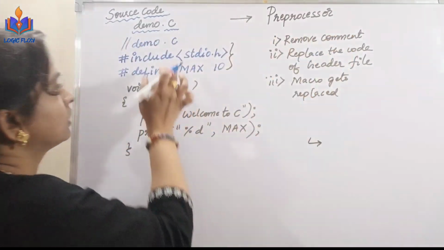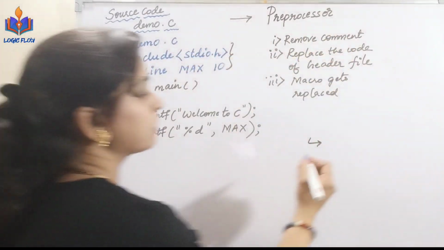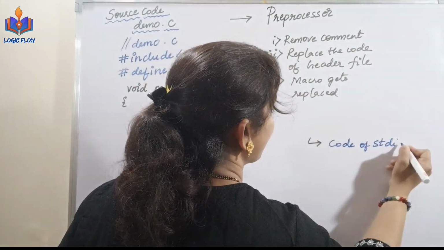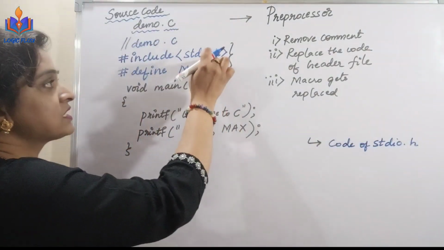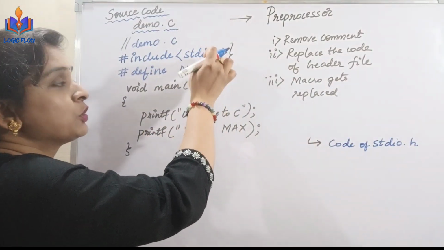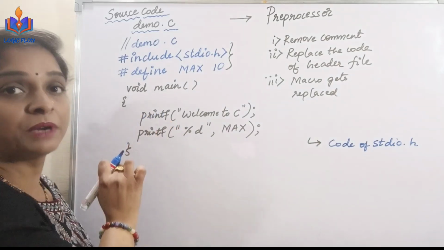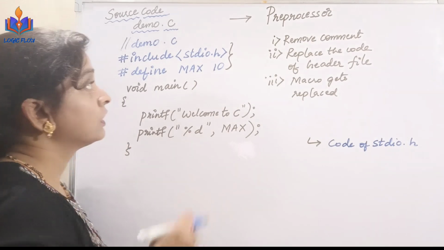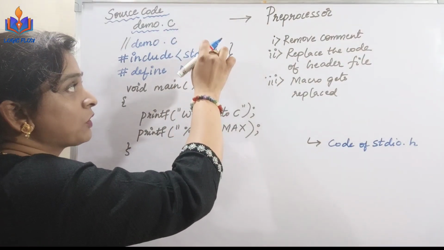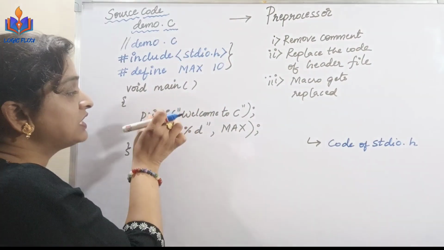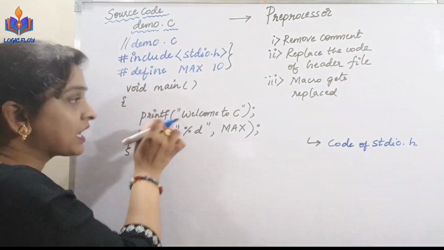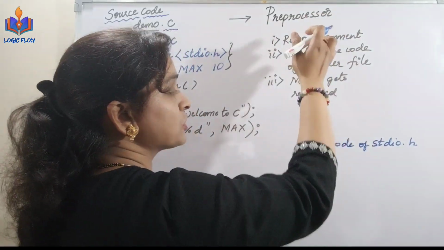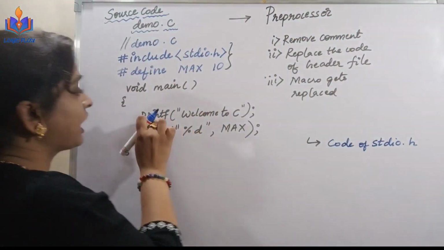Comments will be removed. I am going to replace the code of the header file, so I am going to get the code of stdio.h. We have included this stdio.h header file to get the definition of the inbuilt function printf. I have discussed this in the structure of C, please do watch that video. This header file is included because I am using the built-in function printf. So this function declaration has to be replaced here. That is what the preprocessor is going to do. The preprocessor is going to replace the declaration of the function.